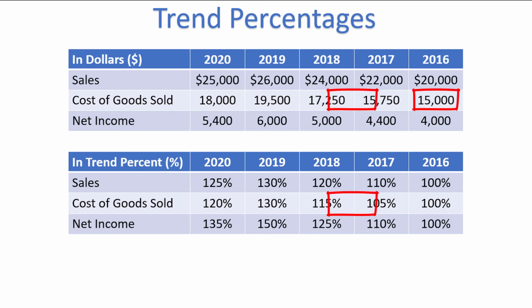The percentages are all rounded to the nearest whole percent. Analyzing these percentages can help us see how our sales and income have changed compared to cost of goods sold. We see that cost of goods sold increased to a maximum of 130% of the 2016 base in 2019, but net income increased to a 150% max in that same year. This is a good thing. It appears that income is rising more than cost of goods sold is.